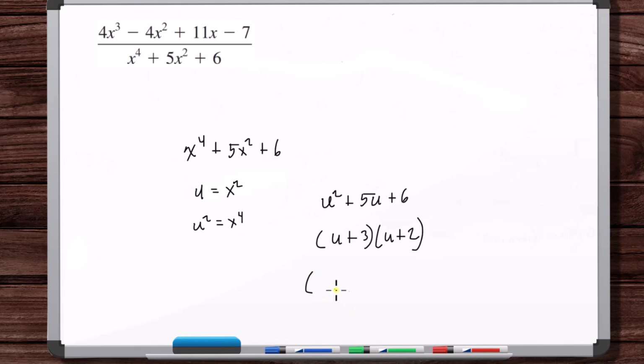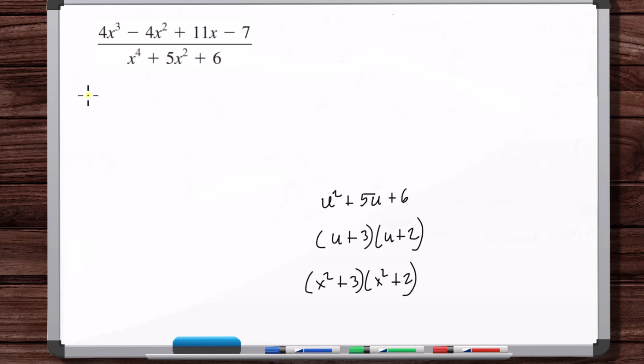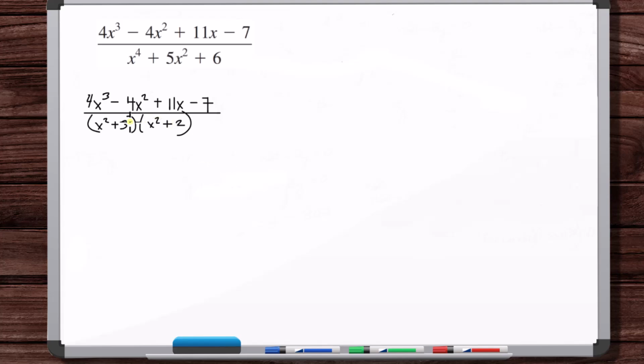All right, and now we substitute back. So x squared plus 3, x squared plus 2. And that is how you factor this. And so we've got 4x cubed minus 4x squared plus, okay, and so this is fully factored.